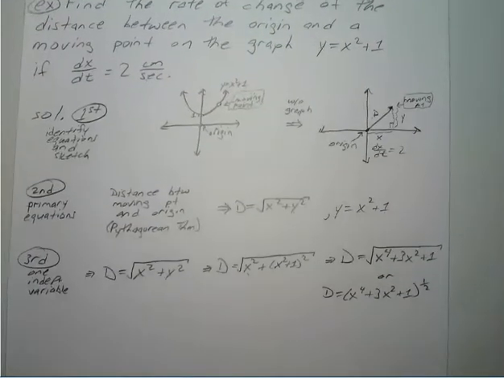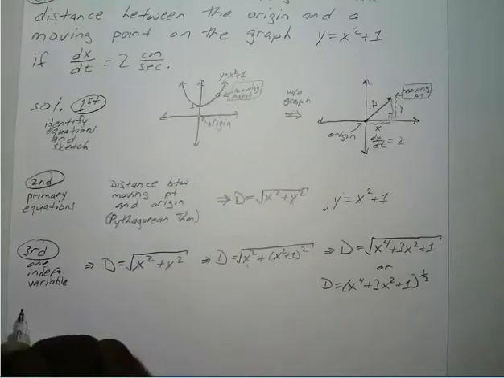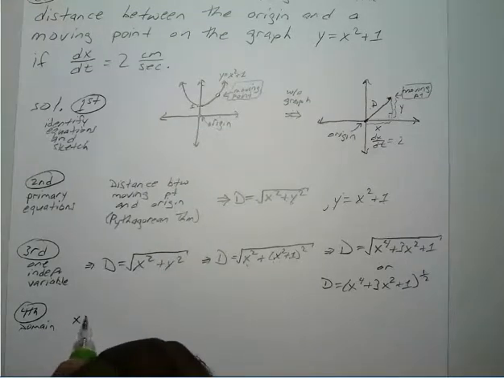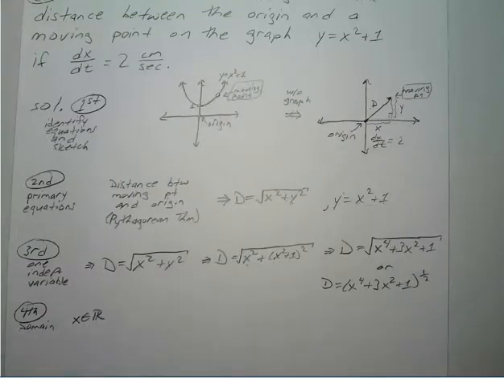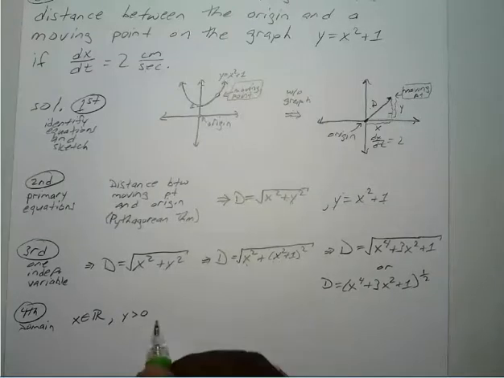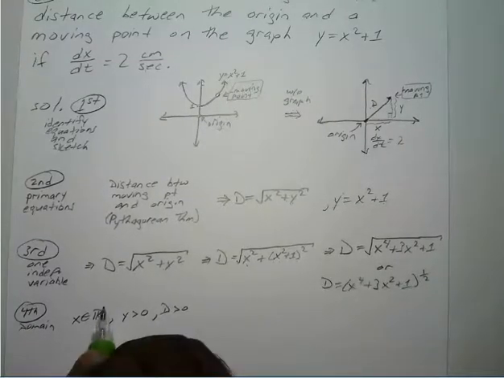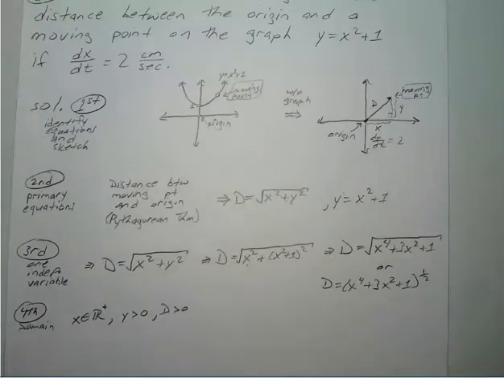Okay, and again with our fourth step, we don't really need it, but we're going to go ahead and do it anyway. That's our domain. Well, we need it, but we don't have to write it down. So we know that x is a real number, we know that y is greater than 0, and we know that our d is greater than 0. Well, a real positive number.